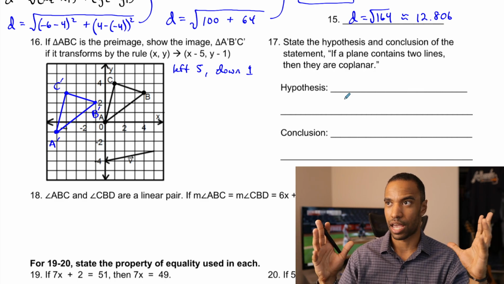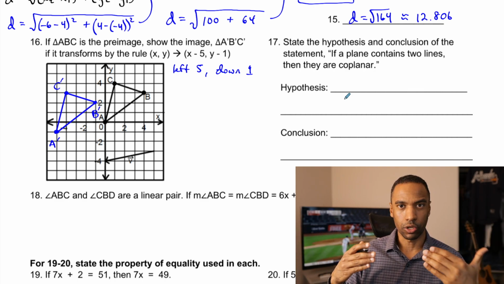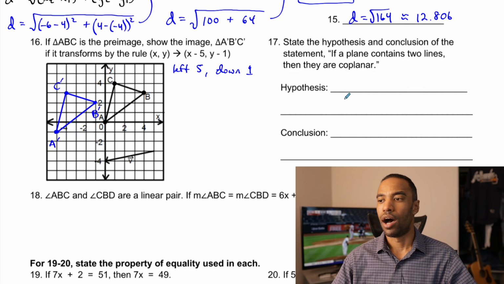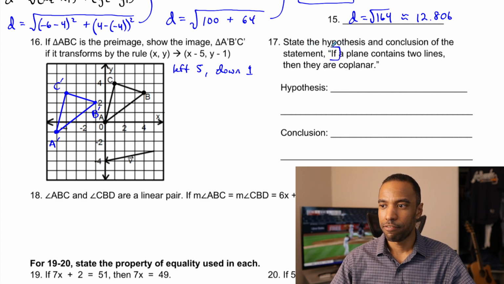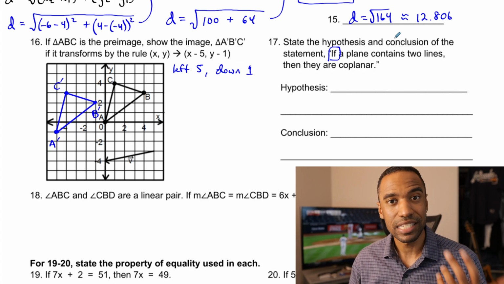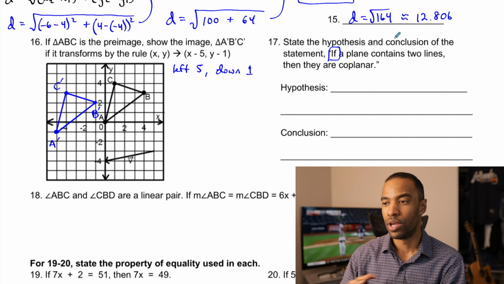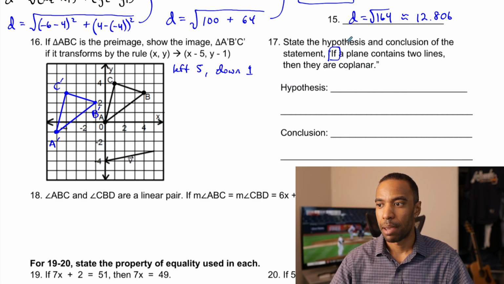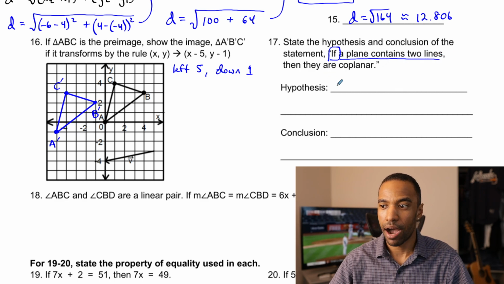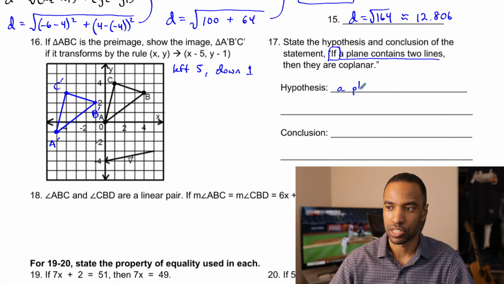This is just kind of English. This is like linguistics. This is sentence structure. There's an if here. If is something called a hypothetical. They're saying, I don't know if this is true or not, but let's say that it were true. Let's say hypothetically that it were true. That makes this thing a hypothesis. The hypothesis says if a plane consists of two lines. So the hypothesis is that a plane consists of two lines.